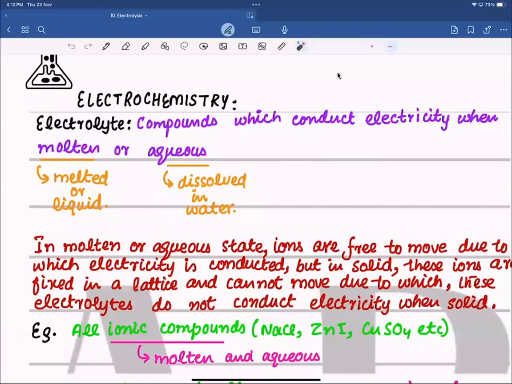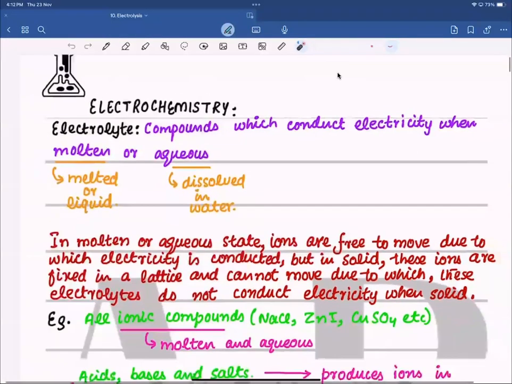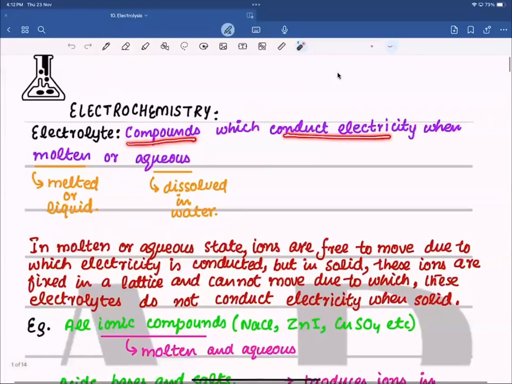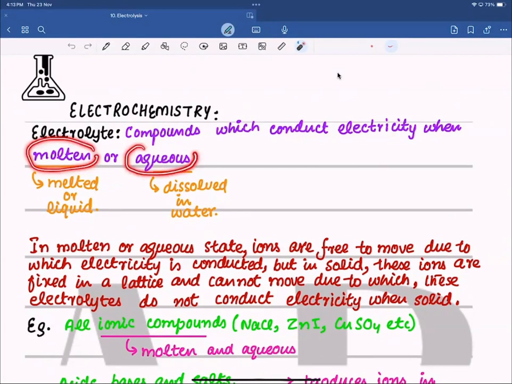So basically, why do we call them electrolytes? It is because these electrolytes are compounds which conduct electricity, but there is a condition for them to conduct electricity. The condition is this: when they become molten or when they are in their aqueous form, then they conduct electricity, otherwise they would not. Molten means when a solid substance is melted, and aqueous means when a substance is dissolved in water. Is this understandable to all of you?